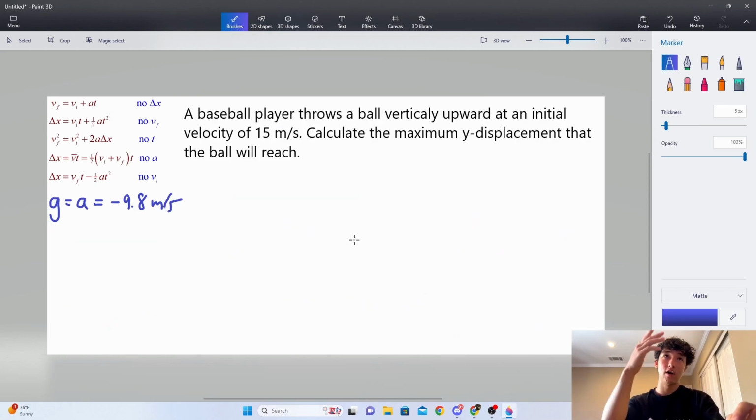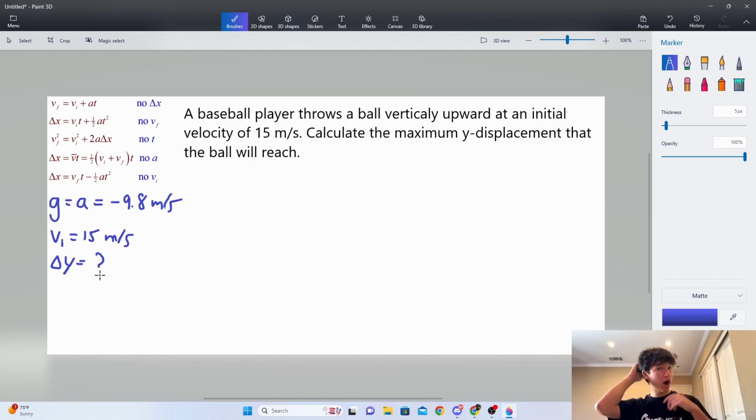Okay guys, so a baseball player throws a ball vertically upward at an initial velocity of 15 meters a second. So our initial velocity is 15 meters a second. Just write it down as you read through the problem. Calculate the maximum y displacement that the ball will reach. So we want to know the change in y.